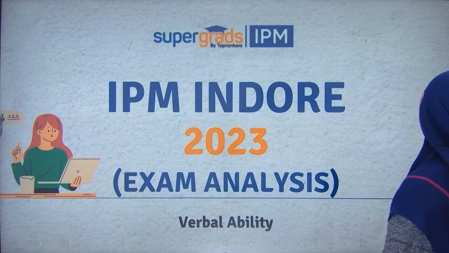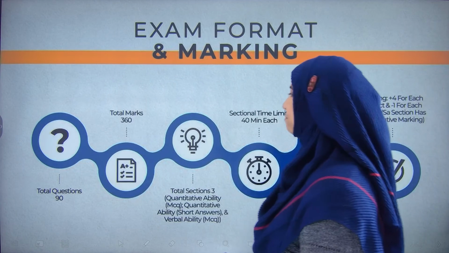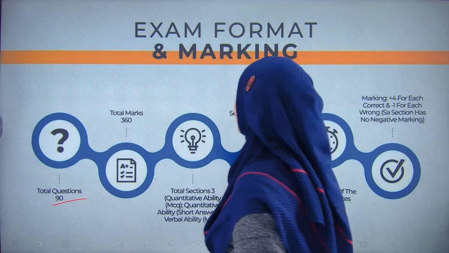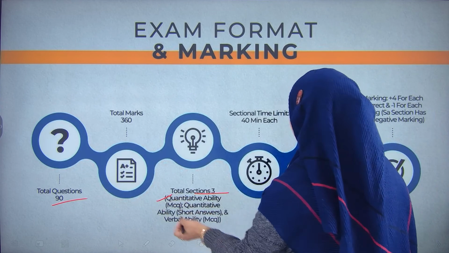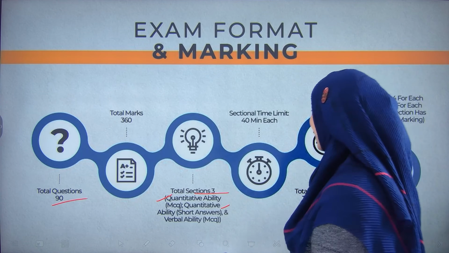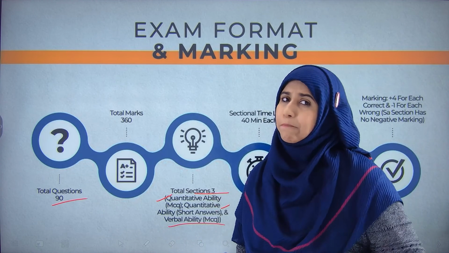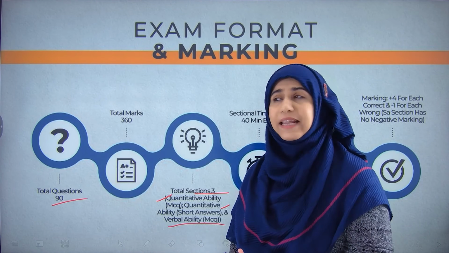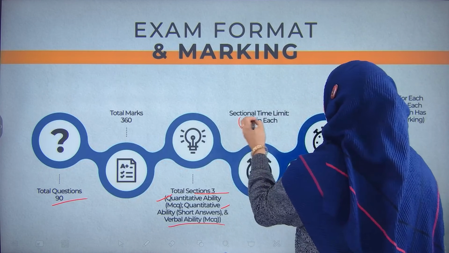Okay. So we'll begin with the paper pattern, which I believe you already know, but still for all those who are unversed, this is your examination paper pattern. Of course, you know that in IPMAT Indore, we have 90 questions. We have 3 sections, right? QA, and a short answer section that is again based on QA, and then we have the verbal ability section. Every question has +4 if you attempt it correctly, -1 if you go wrong. That's the marking scheme. Sectional time limit, 40 minutes each.